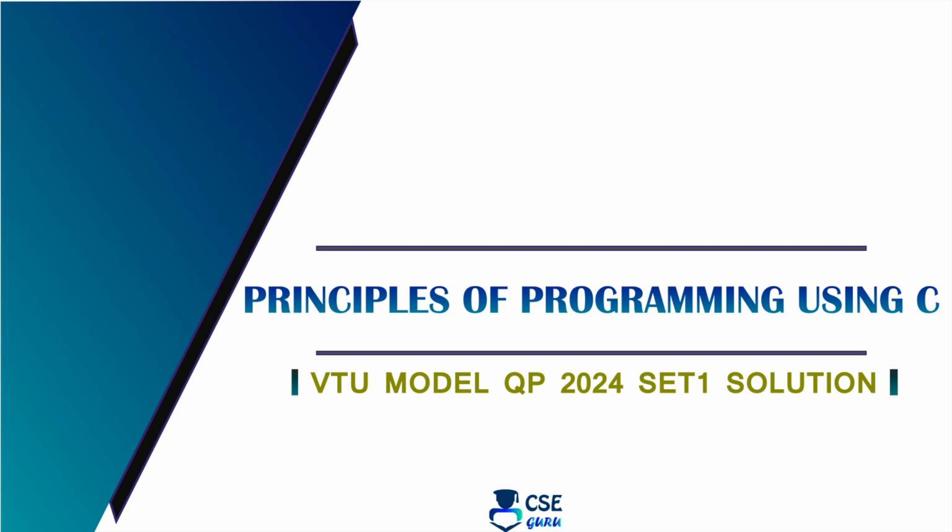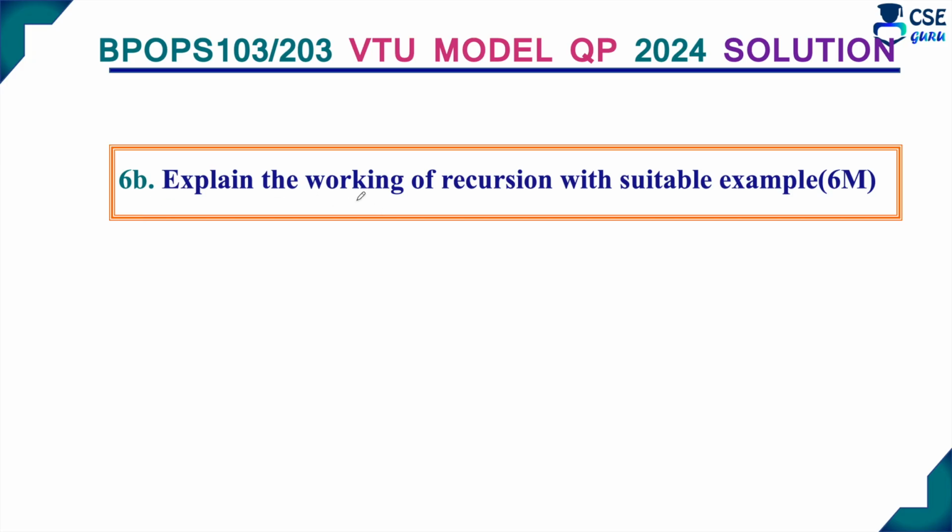Welcome to CSEGuru. In this session, we are going to discuss Principles of Programming using C, BTU Model Question Paper 2024 Set 1 Solution. Question number 6b. Explain the working of recursion with a suitable example. And this is a 6-mark question.